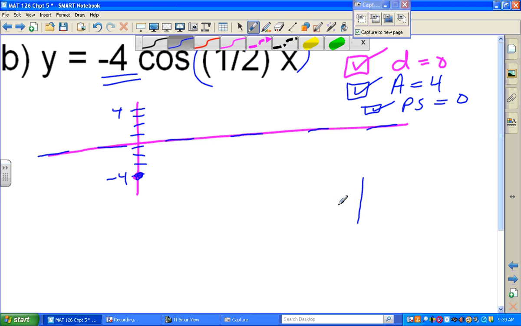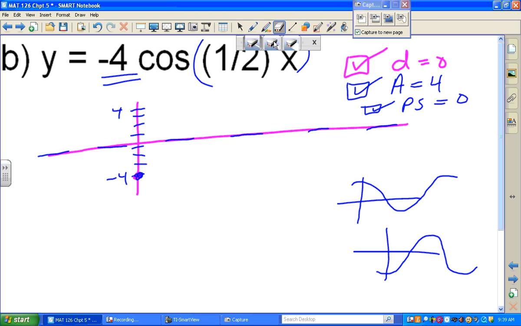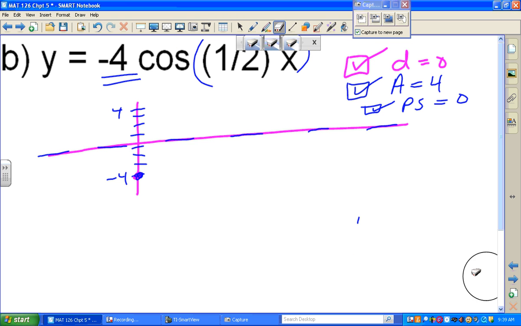Well, positive cosine looks like this. It only makes mathematical sense that negative cosine look like that. Or you could have a negative amplitude. The negative still reflects the graph over the x-axis. The amplitude is absolute value. I'm sorry? Cosine is an even function.